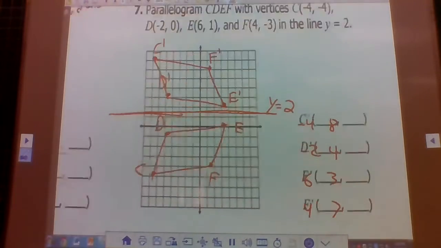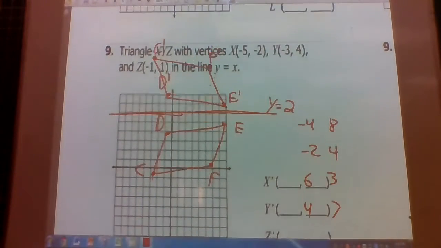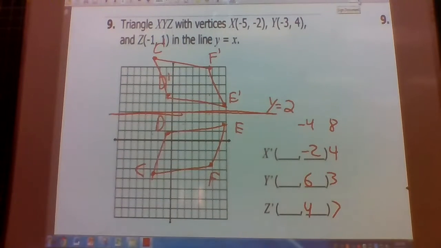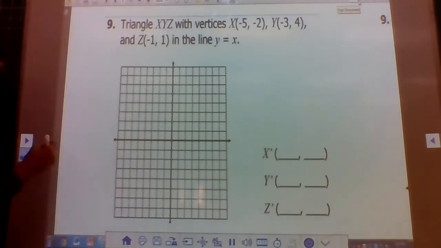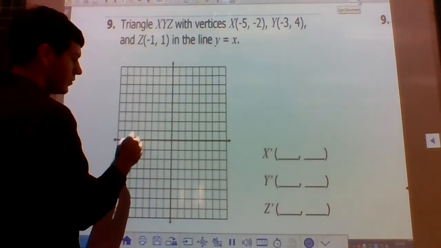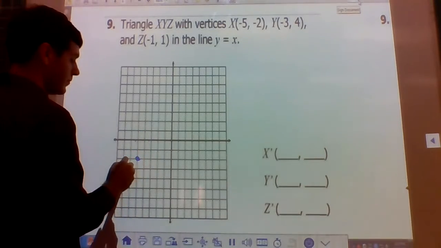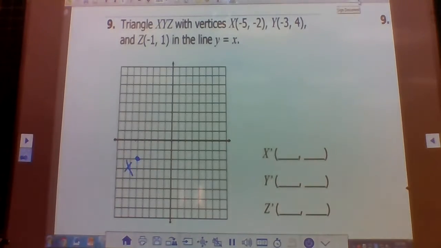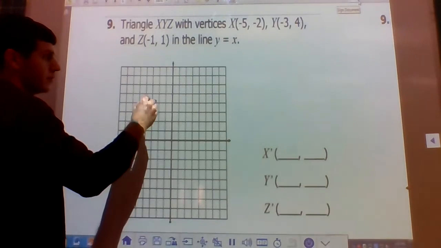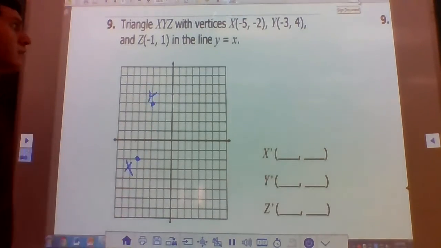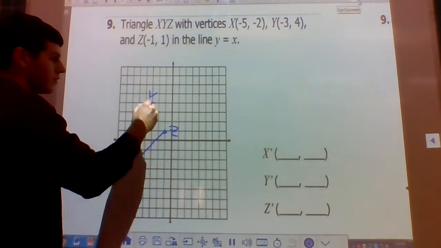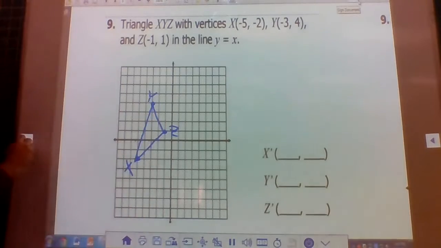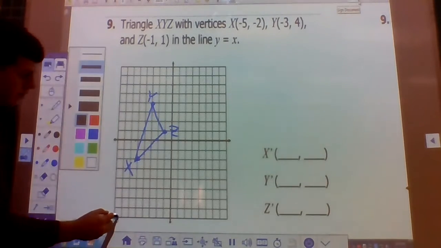All right, the next one. Triangle XYZ with vertices X, Y, and Z. Okay, so X is negative 5, negative 2. Y is negative 3, 4. And Z is negative 1, 1. Okay, we want to reflect over the line y equals x. So let's draw in the line y equals x.